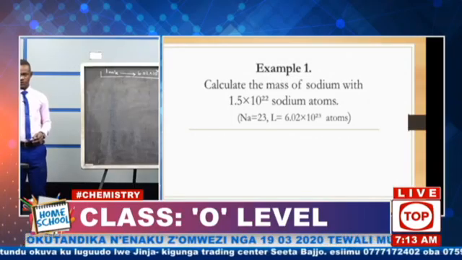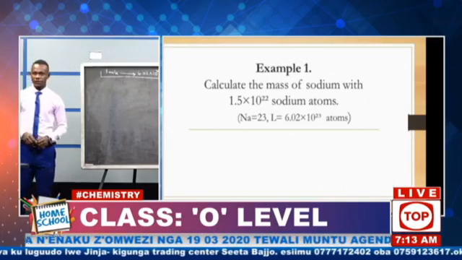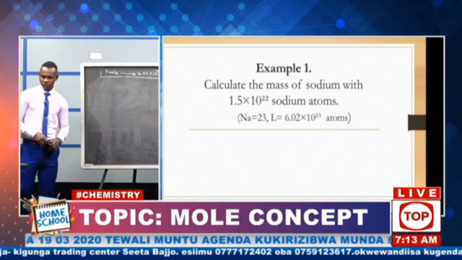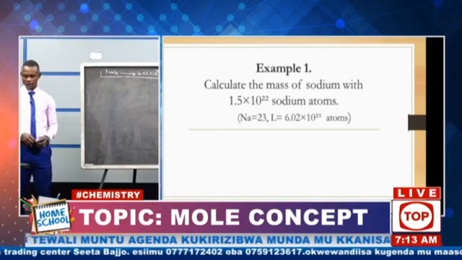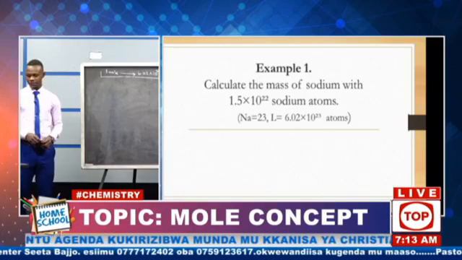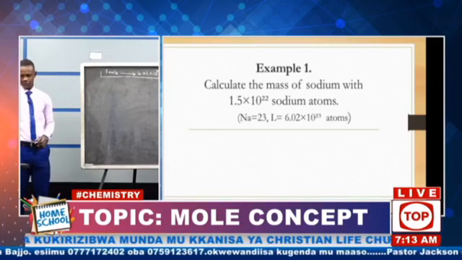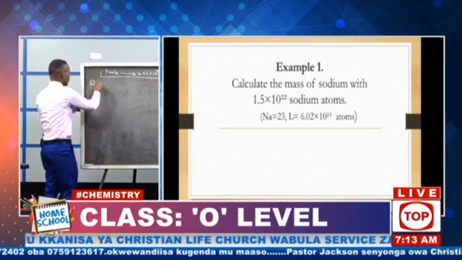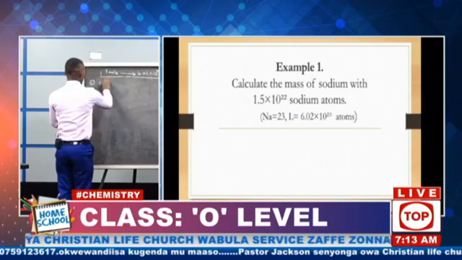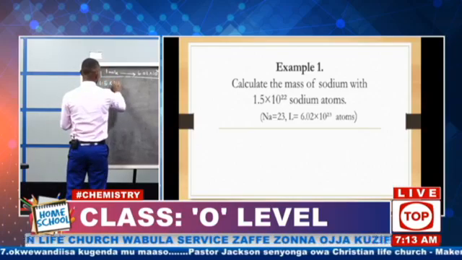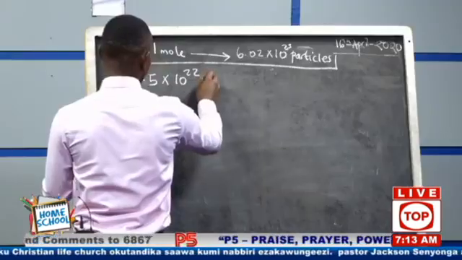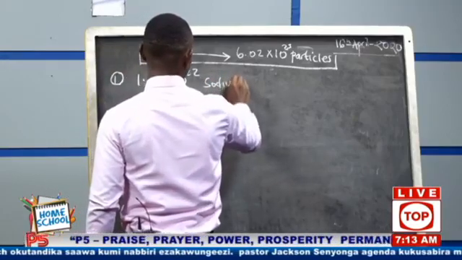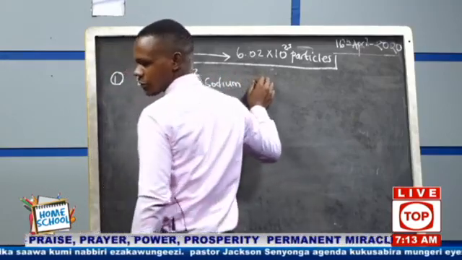And I would request the producer to give us example 1. Everyone can see it. Calculate the mass of sodium with 1.5 times 10 power 23 sodium particles. Our example 1, we are going to look at 1.5 times 10 power 22 sodium atoms.